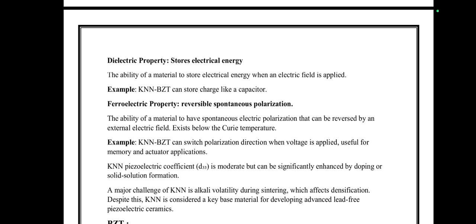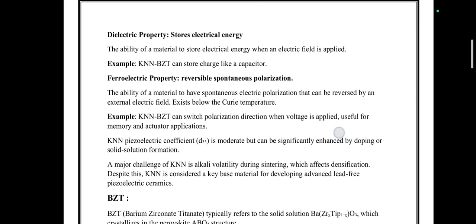Now moving forward, ferroelectric property. It's basically reversible spontaneous polarization, the ability of a material to have spontaneous electric polarization that can be reversed by an external electric field, existing below the Curie temperature. Example of ferroelectric property: potassium sodium niobate, barium zirconate titanate material can switch polarization direction when voltage is applied, useful for memory and actuator applications.